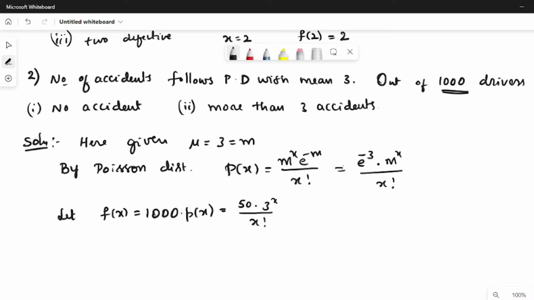Now let us find the required probability. First probability, no accident. No accident means x equal to 0. So we need to determine f of 0. F of 0, you can check that you get 50. Second one is more than 3 accidents, so x greater than or equal to 3. That means we need to determine p of x greater than or equal to 3. So p of 3 plus p of 4 plus p of 5, you can continue that calculation.